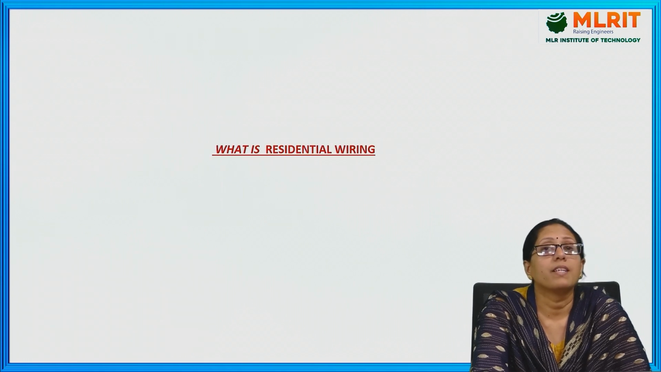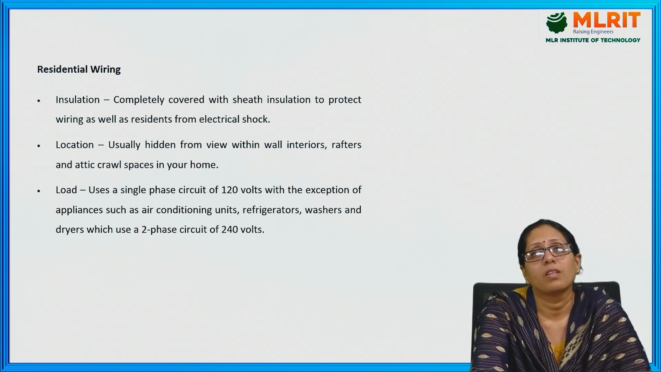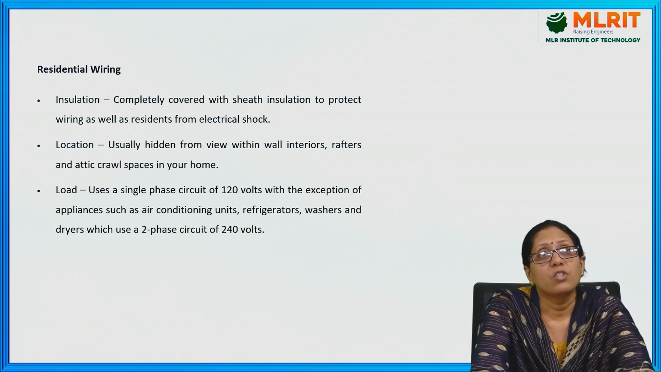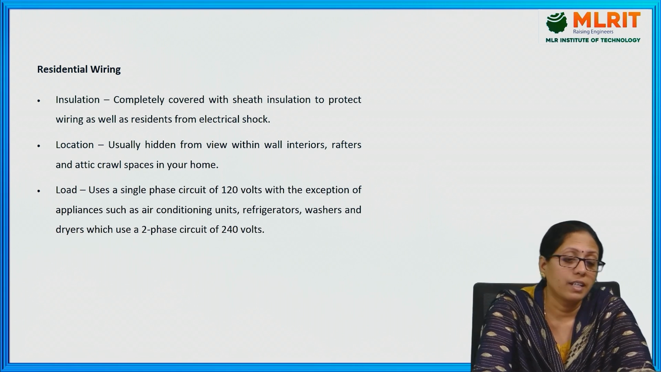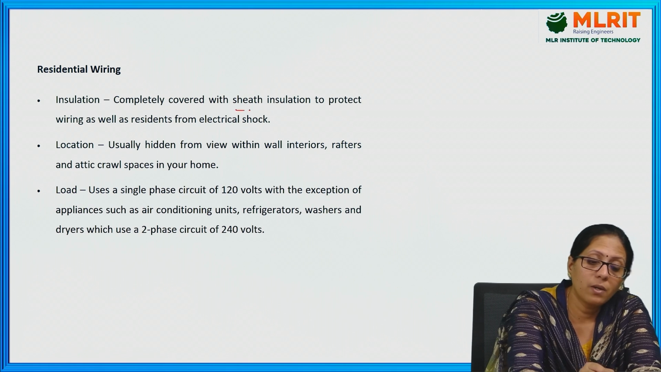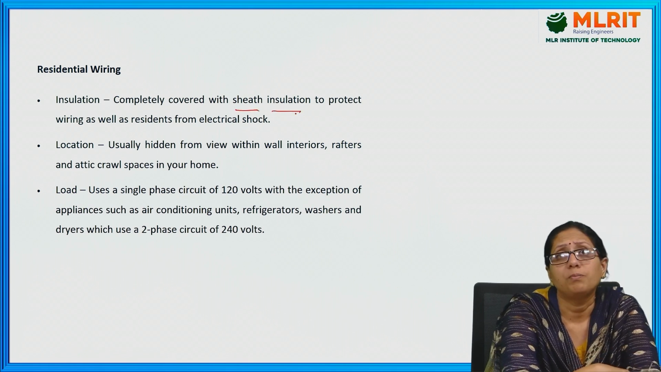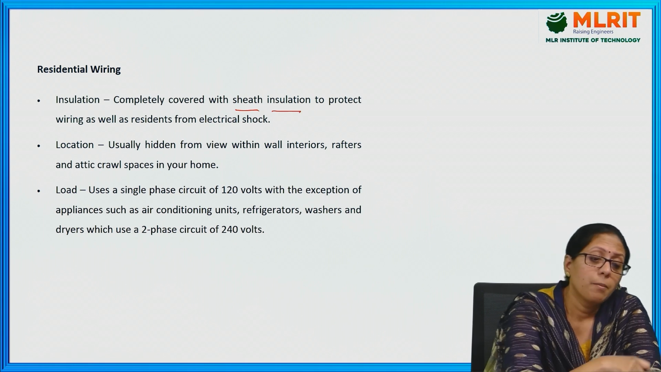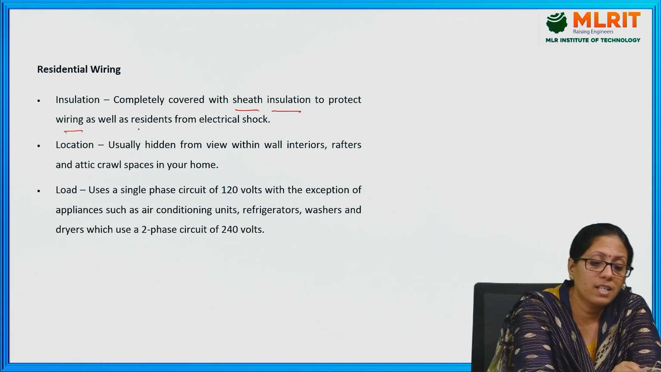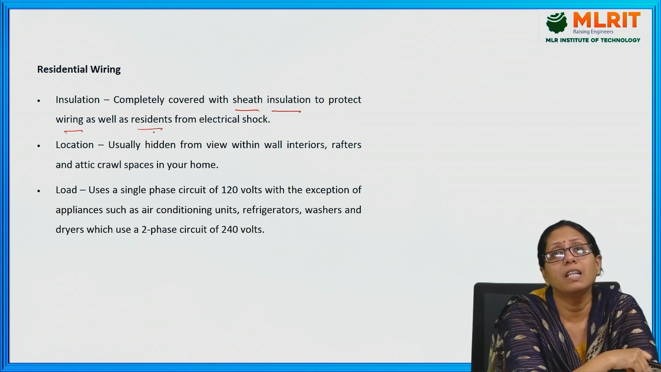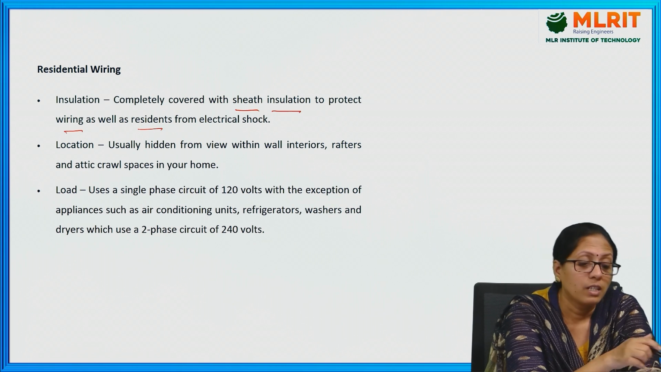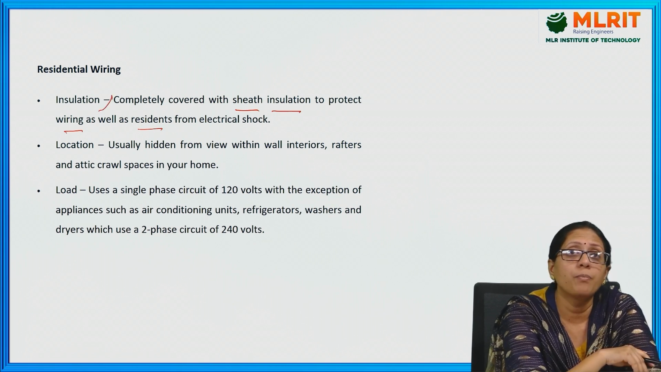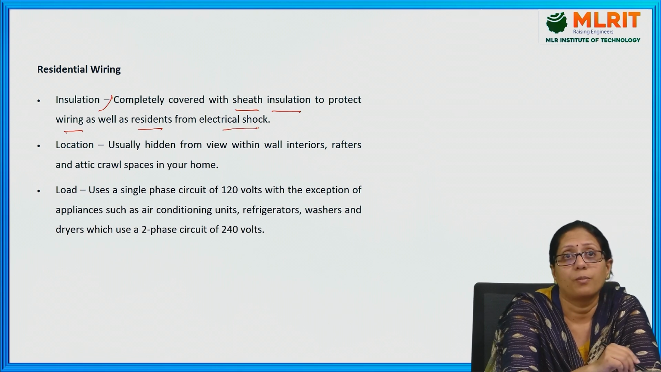What is residential wiring? In residential wiring, the insulation is completely covered with sheath insulation. The insulation is provided in order to protect the wiring as well as the residents from electrical shock.